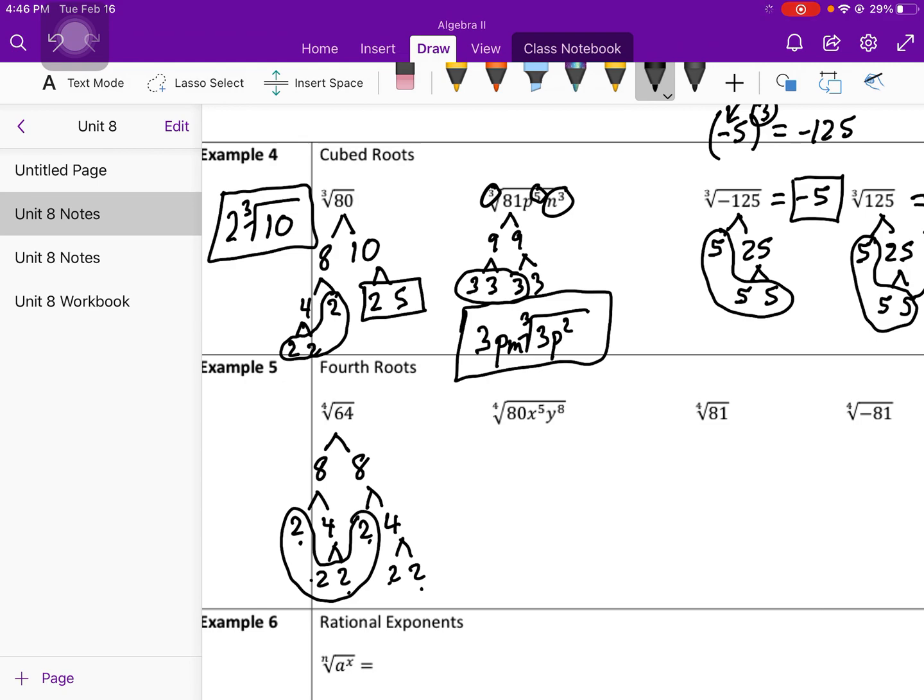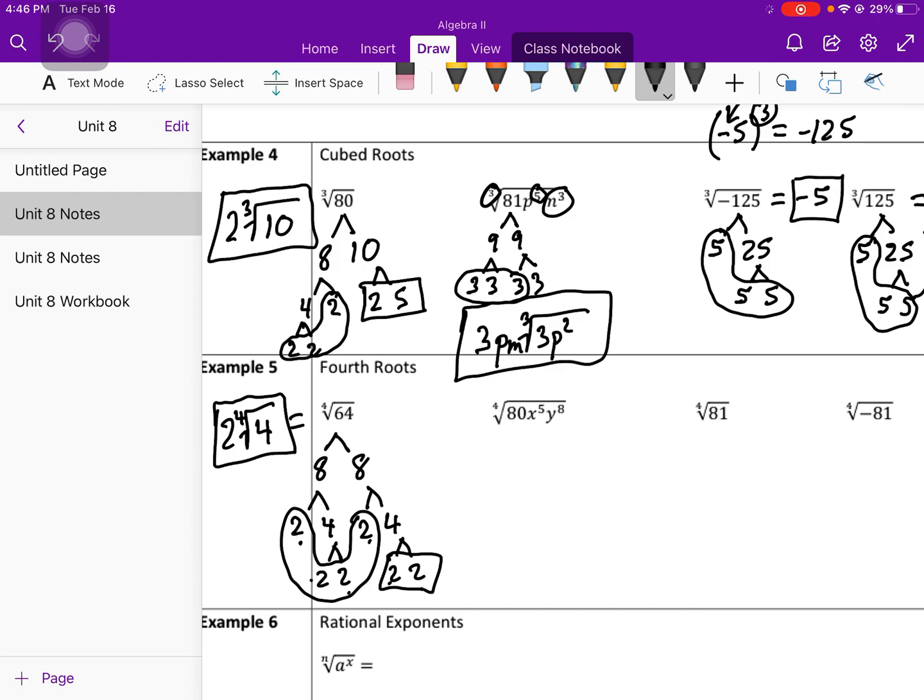So I'm just going to circle these first 4. And then the ones that we didn't circle go back inside, which would be these 2. I'm just going to box them. 2 times 2 is 4. So this is what our answer is going to be. And then I want to put the 4th root. So it's 2 times the 4th root of 4.